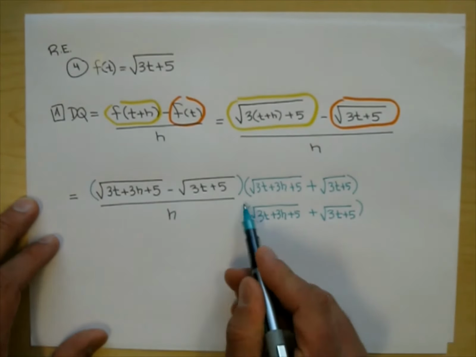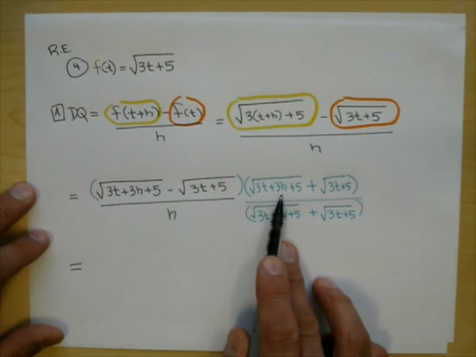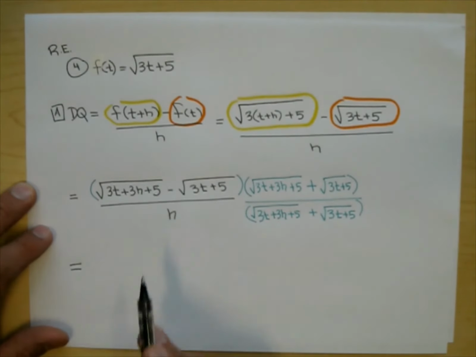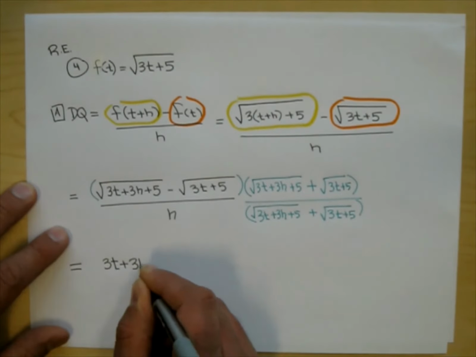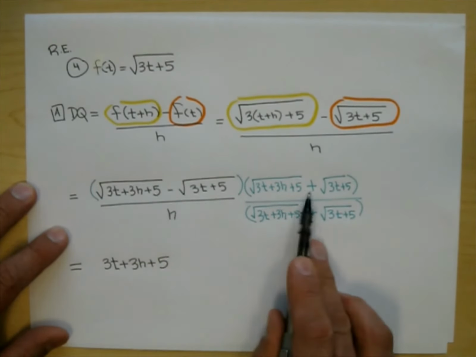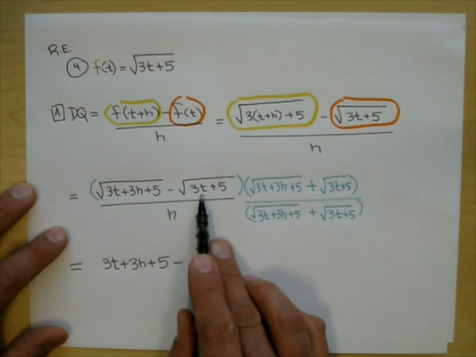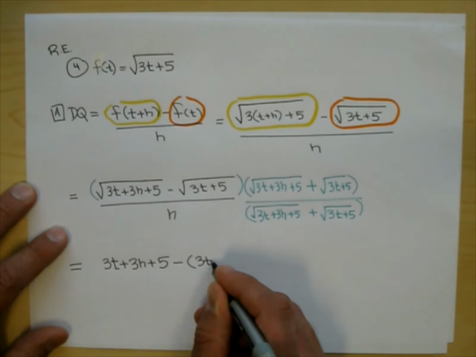is because when you do a FOIL, the inside and the outside term will cancel out. So I'm just going to do the first term and the last term. The first term is just going to be square root of that stuff times the square root of that stuff, which is really that stuff. And the last term is going to be a minus times a plus, which is minus root 3t plus 5 times root 3t plus 5 is 3t plus 5.